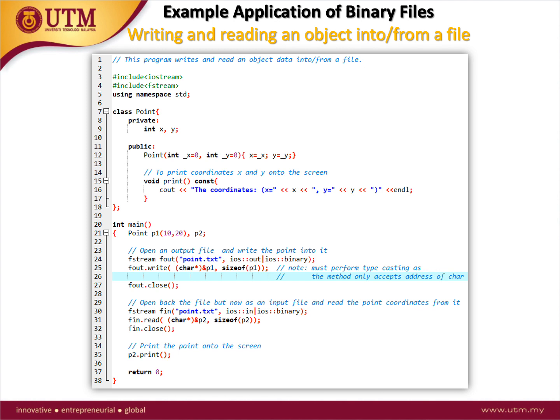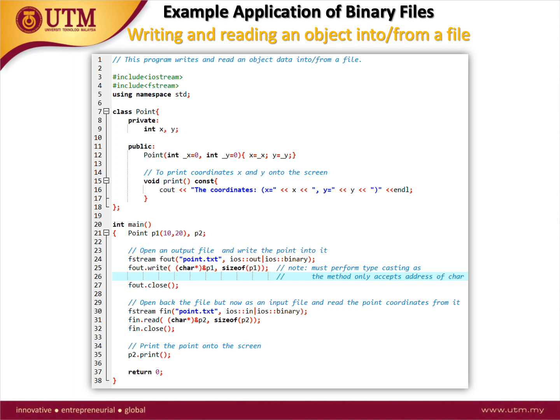So the first one here, we have a class Point, whereby we have declared the values of x and y. And then we have one function, print, whereby we are trying to print out the coordinates of the x and y. So in the main function here, we have already declared p1 and p2.